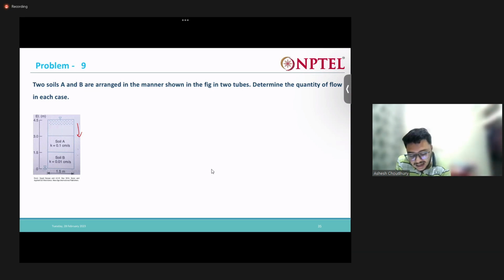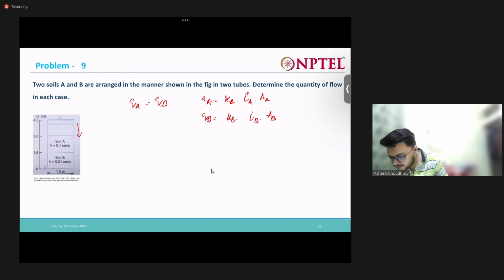Now it is asked to determine the quantity of flow. The quantity of flow will be the same, meaning qA is equal to qB. qA is nothing but kA into iA into AA, and qB is nothing but kB into iB into AB. Both these flows in both the soils are going to be the same. So if I determine one, it will be equal to the other. Now let us solve this one by one.